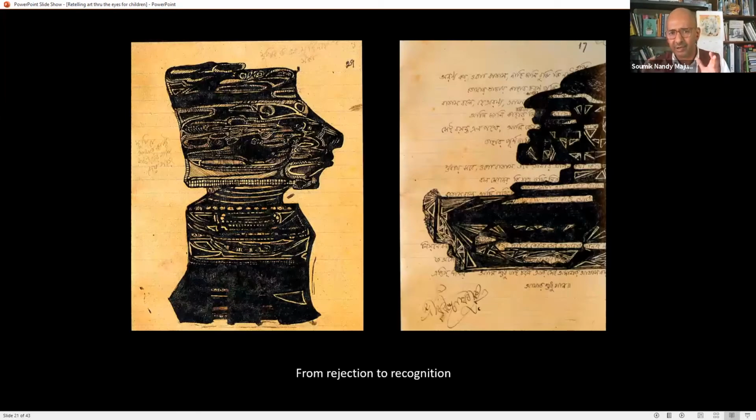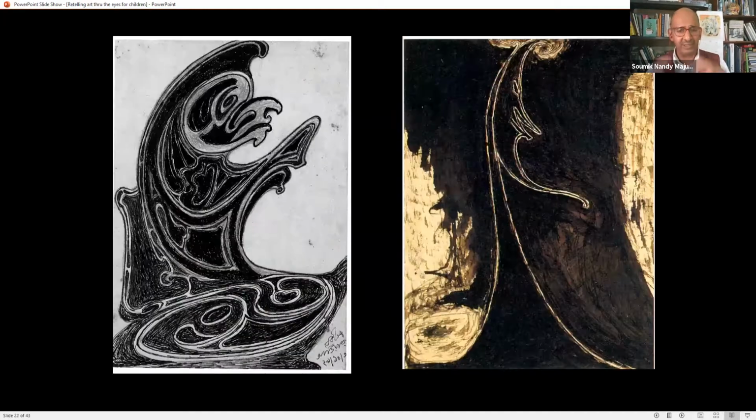So when I was showing them these manuscripts by Rabindranath, and this whole process from rejection to recognition, the ability to recognize forms from apparently very ambiguous patterns and scratches was something extremely easy. Children are usually very, very comfortable with these kinds of images, as much as they are with these images as well.